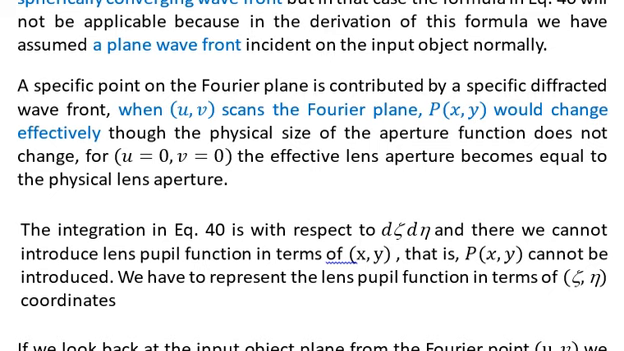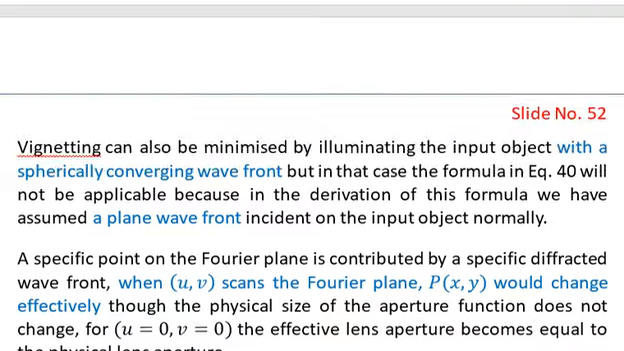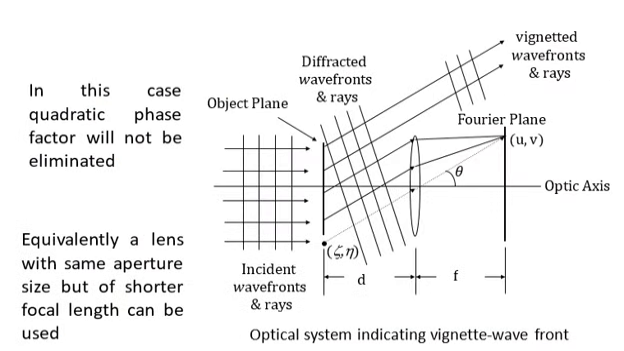For u equal to 0, v equal to 0, the effective lens aperture becomes equal to the physical lens aperture. So when u equal to 0, v equal to 0, that is when this point uv comes on the optical axis of the Fourier plane, then this point zeta and eta will be located on the optical axis of the object, zeta and eta both will be equal to 0 in this case, and the lens aperture pupil function will be lying on the center of the lens also.